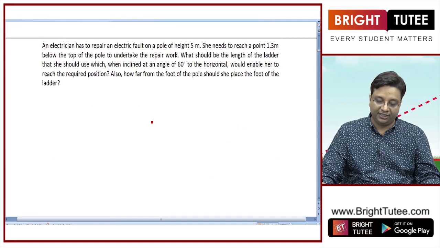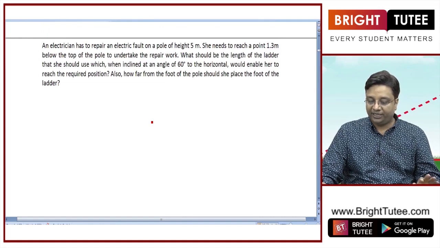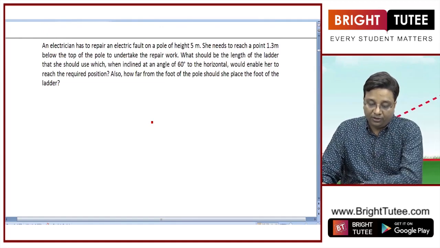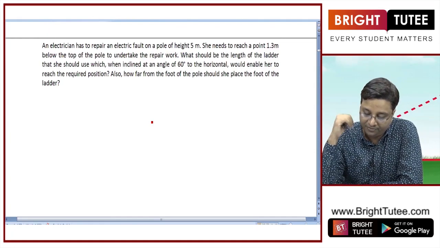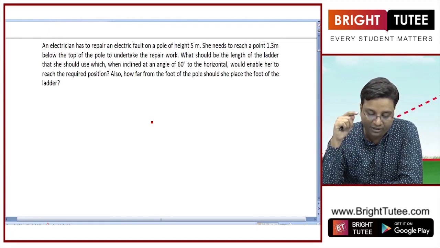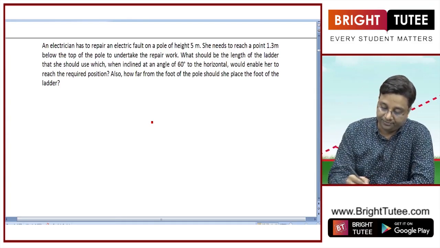Okay. The next question says, an electrician has to repair an electric fault on a pole of height 5 meters. She needs to reach a point 1.3 meters below the top of the pole to undertake the repair work.